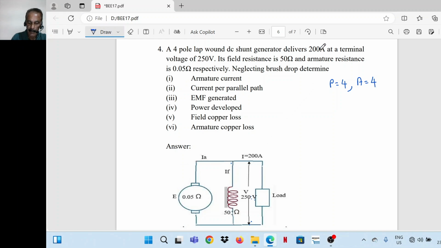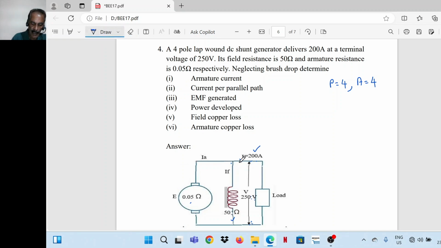Load current is equal to 200 ampere. It delivers 200 ampere at a terminal voltage of 250 volts, that means load terminal voltage is 250. Field resistance is 50 ohm, armature resistance 0.05 ohm. So first we have to find out the armature current. For that we have to find the field current first.